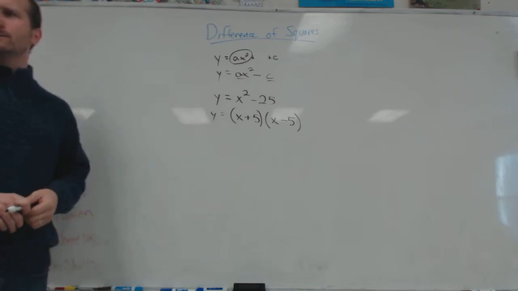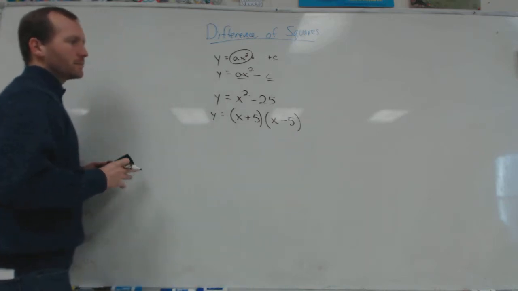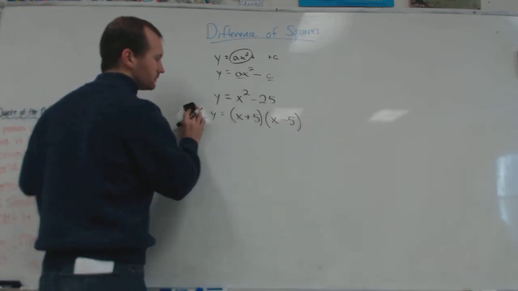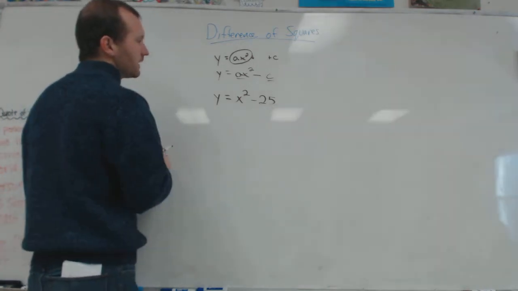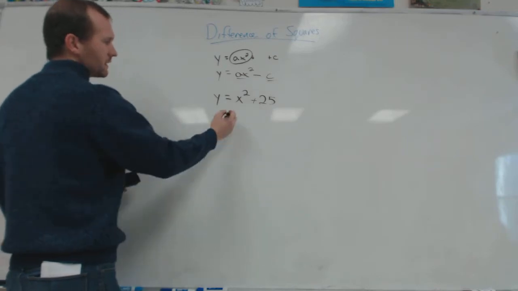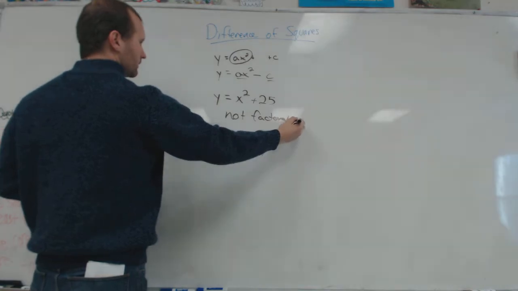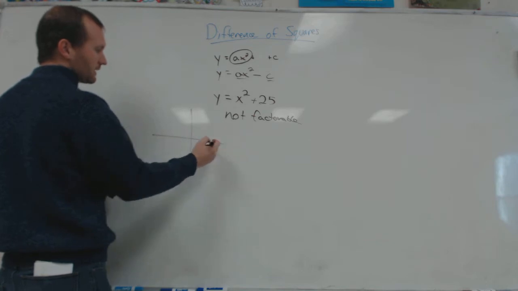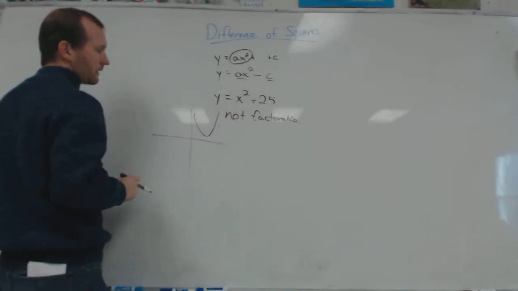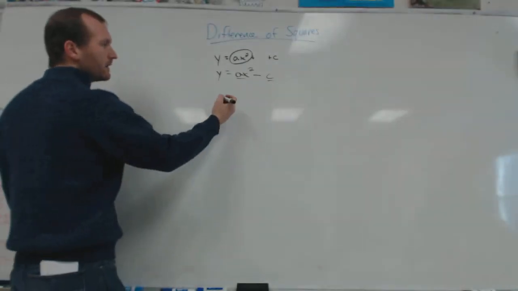Yeah? What if it's not a perfect square? Yeah, so that's, I don't want to go there quite yet, but we will get to that. Okay. And if it says a plus sign, would you just say not solvable? Yeah, if you had x squared plus 25, this is not factorable. Which means it's a parabola, it just means that it doesn't ever cross the x-axis. So it would be like that or something.